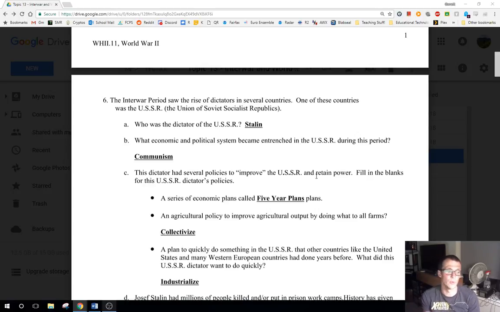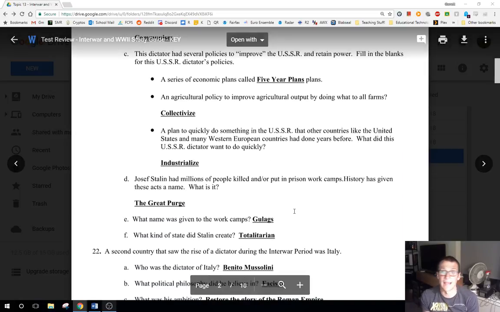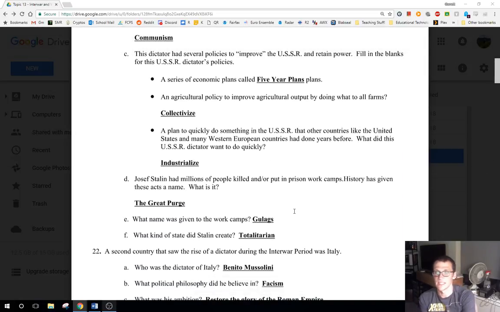And he's also going to look to industrialize the country, massively, trying to make them more modern and trying to get them closer up to standard of some more of the Western countries that we've been talking about, right? And Joseph Stalin is also going to have millions of his people killed or put into prison work camps, and sometimes working in these farms. And this, and getting rid of opposition and things like that, is ultimately going to become known as the Great Purge, right? The camps in particular are known as the gulags, and this is going to be an example of a totalitarian state. So that's really mostly what you need to know for Russia there.